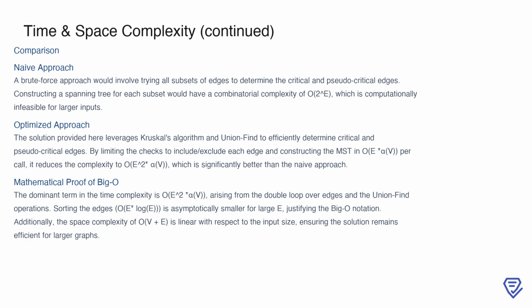Sorting the edges, which is O(E * log E), becomes asymptotically smaller as E grows, making it negligible compared to the O(E² * α(V)) term. Furthermore, the space complexity of O(V + E) remains linear, ensuring efficiency even for large input sizes. This balance of time and space complexity demonstrates the scalability of the optimized solution.